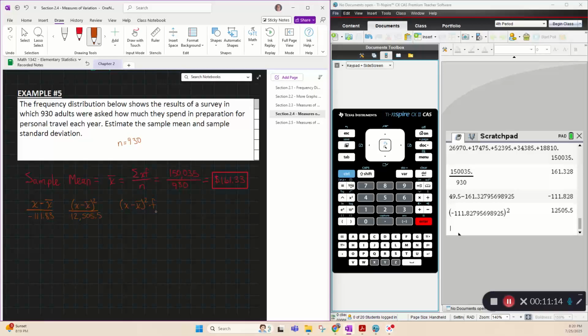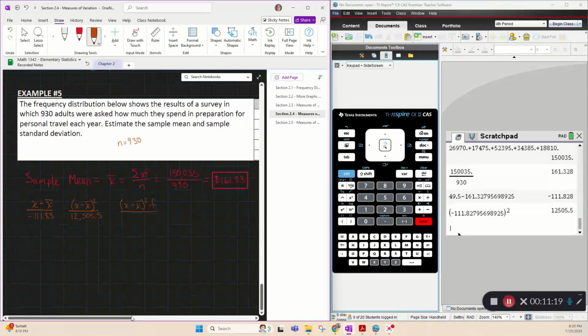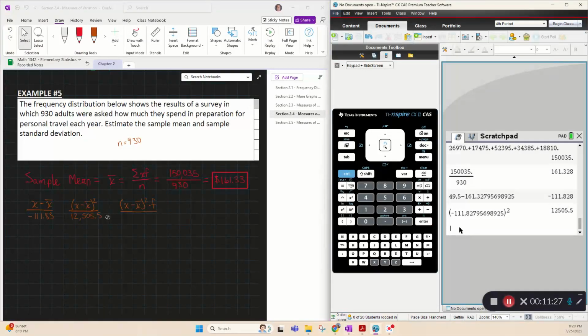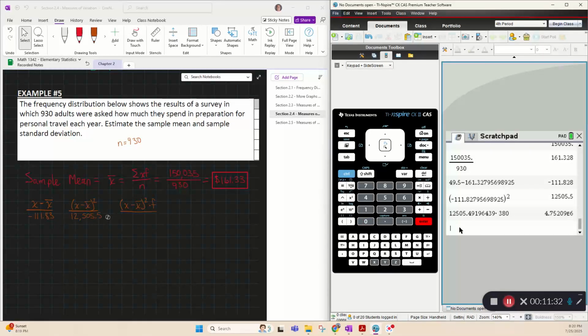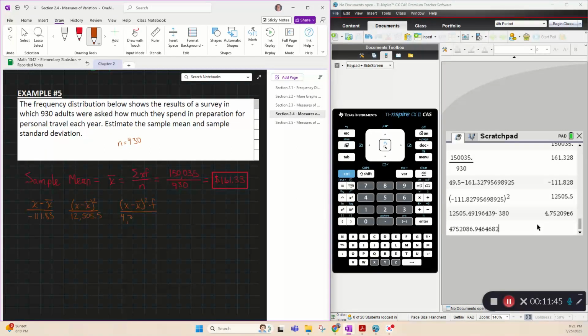So this one's got quite a bit of work to it. What was our frequency on this one? The frequency was, for this first class, the frequency was 380. So times 380. That's a big number. I want the whole number. Okay, so 4,752,086.95.